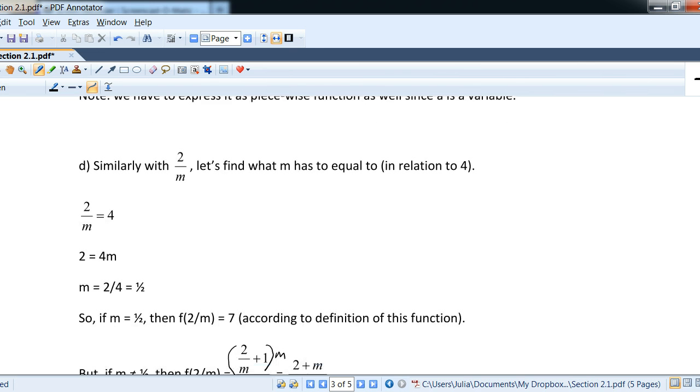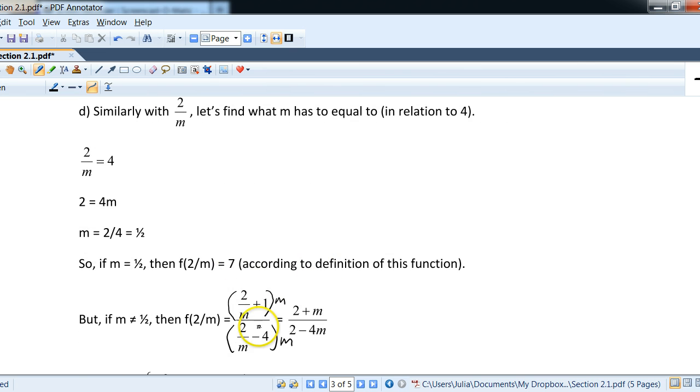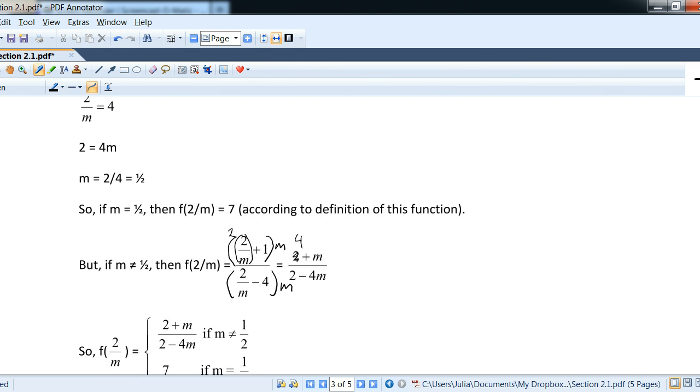Let's proceed. So if m is equal to 1/2, then the y would be 7. If m does not equal a half, then you can plug in 2 over m into the first portion. And notice how I simplified it by multiplying both top and bottom by m. And so we're going to get the simplified version. You can distribute it. And I think there's another minor typo here. I will fix and put the updated version. So I think you multiplied by 2. So this should actually be 4 plus m over 2 minus 4m. But it's a similar kind of idea.